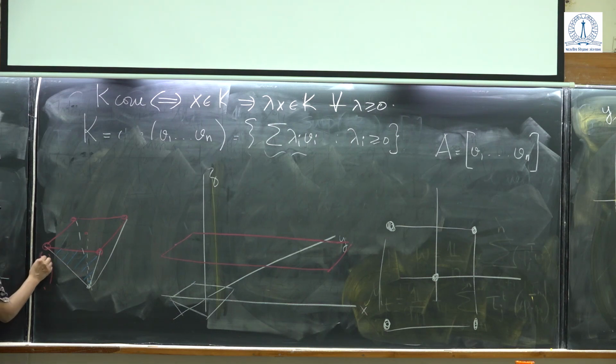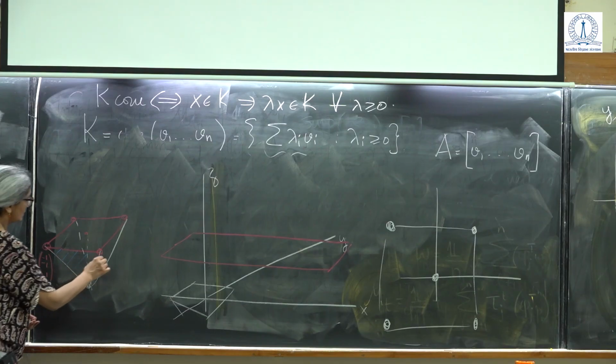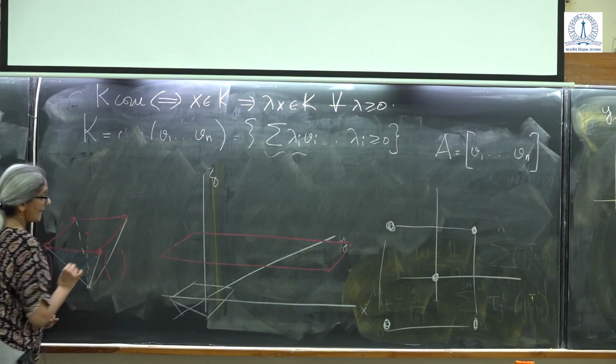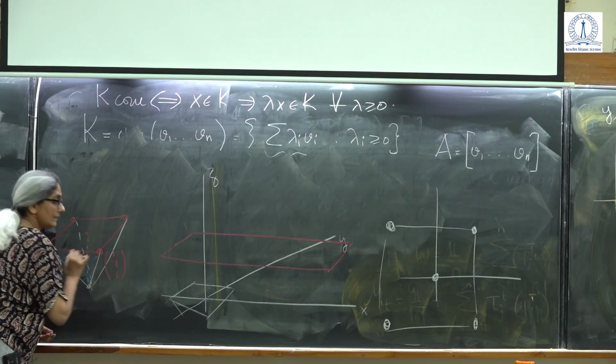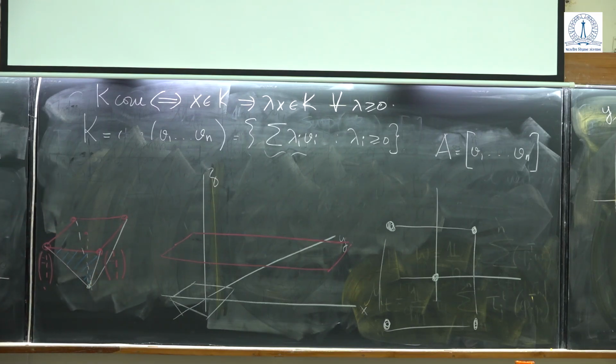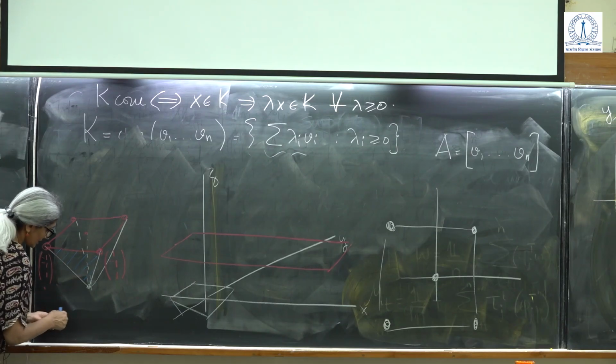So maybe this is -1, -1, 1, okay? And this one should be then what? 1, -1, 1. Yeah, 1, -1, 1, okay? And now can we calculate? And this is, of course, the origin down here.